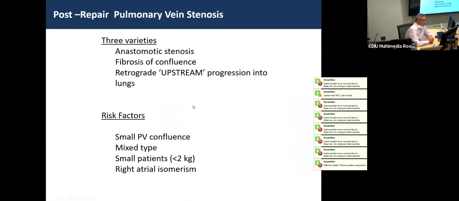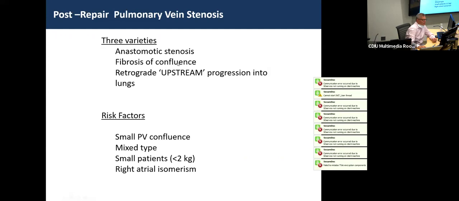So in terms of the anatomical substrates, and this is important because it tends to guide the management and the prognosis, there are three subtypes cited here. Anastomotic stenosis is discrete, circumscribed right at the stenosis due to fibrous tissue, and that can be addressed by removing the fibrous tissue or cutting across it.